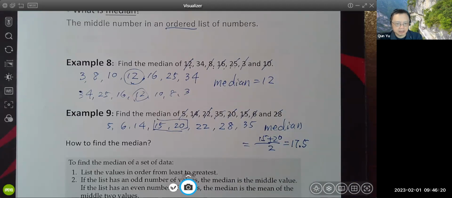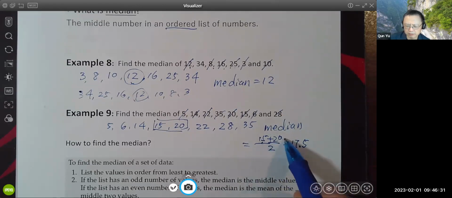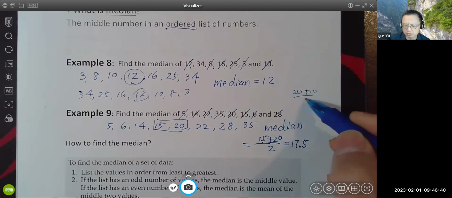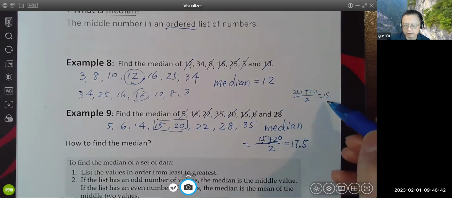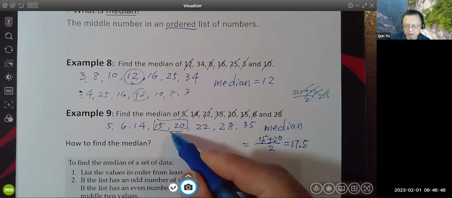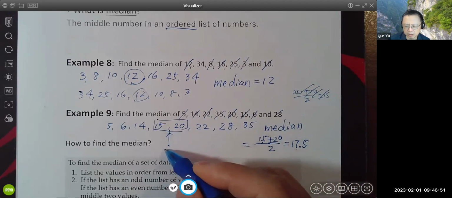Let's see if this makes sense. Again, median means you have an equal number of numbers in front of it and after it. 17.5 is in the middle of 15 and 20. Whenever you add two numbers and divide by 2, you get the number in the middle. For example, say 20 plus 10 divided by 2. That's 15. Is it true that 15 is between 20 and 10, in the middle? Yeah. So this one happened to be a decimal. It's in the middle of 15 and 20.